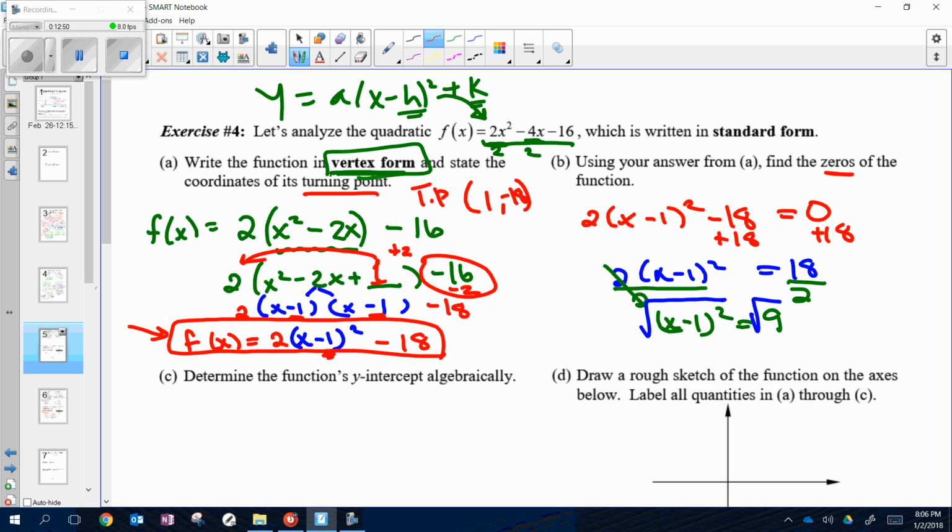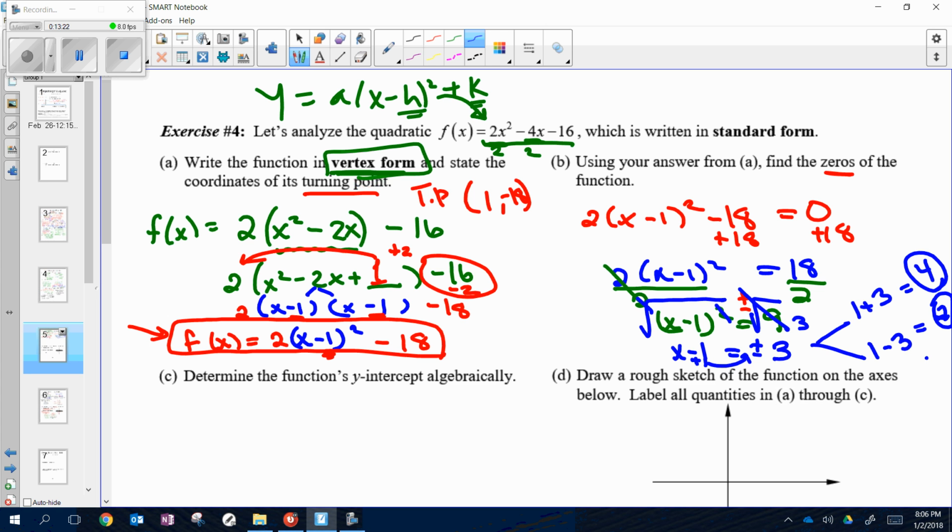And sing it, everyone. When you take a square root, you put a plus or minus. That's my best singing voice when I have a cold. Square root of 9 is 3. So I have x minus 1, no more square, equals plus or minus 3. The square root of 9 is 3. Add 1 in front of the plus or minus. I got 2 answers. 1 plus 3, 1 minus 3. 4, I'm just doing the math, and negative 2. So that was kind of nice. Oh, that's a negative 2. Can you see that? 4 and negative 2.